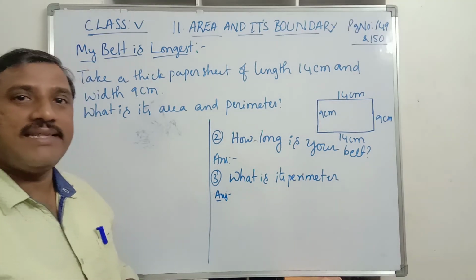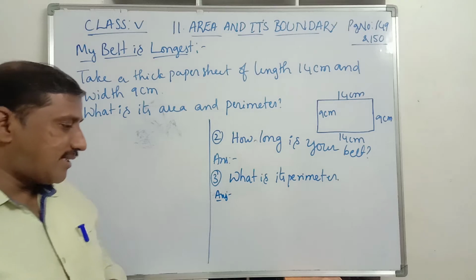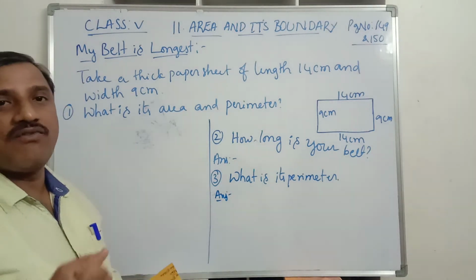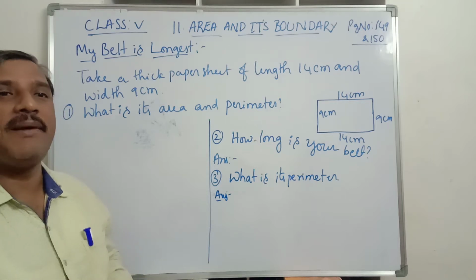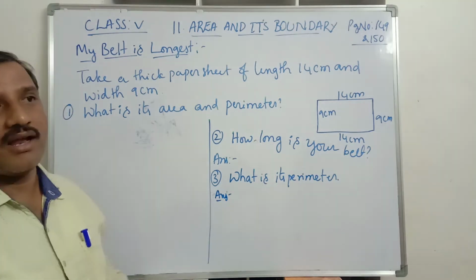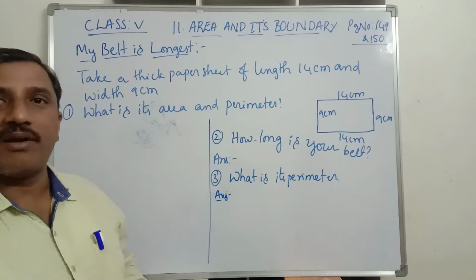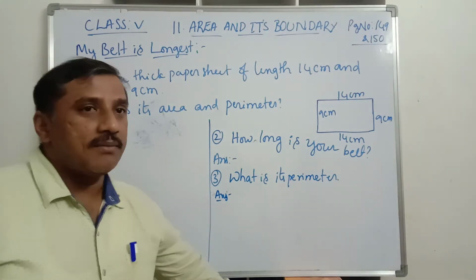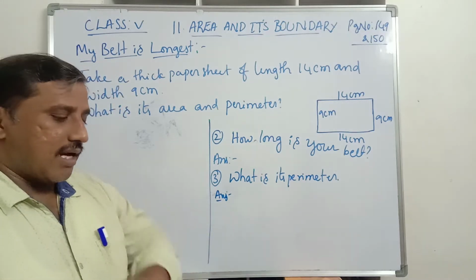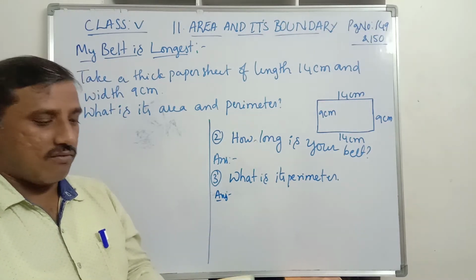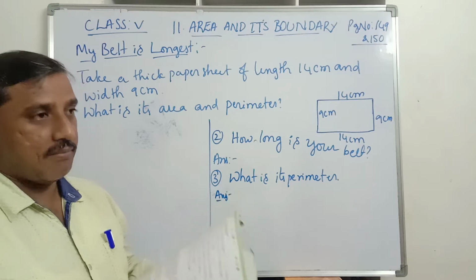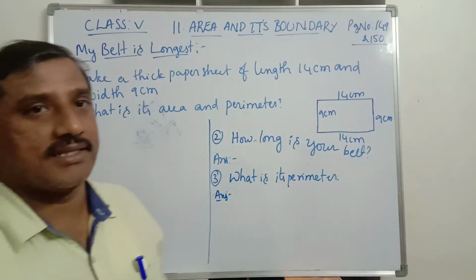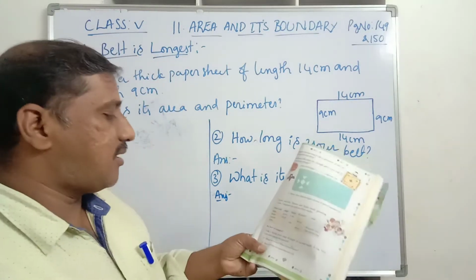What we discussed in the last class, we discussed the applications of the formulas of area and perimeter of rectangle and square, and some problems we have solved from our textbook. And today we are going to discuss some more activities. It is there in our textbook, page number 149. My belt is longest.